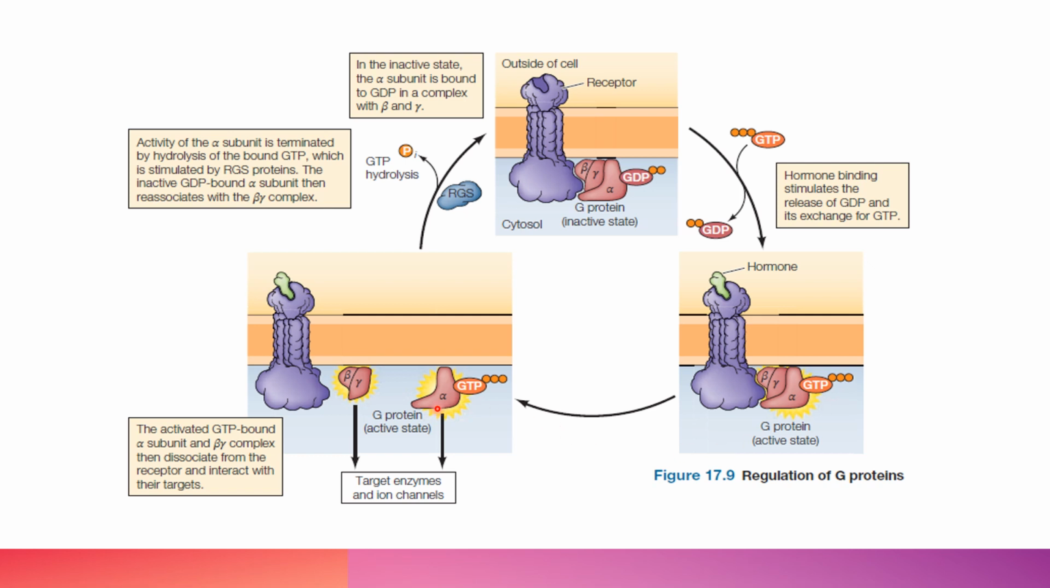Now, the same thing which we saw in the previous slide, the alpha subunit and the beta gamma complex, they will have their target enzymes or maybe ion channels. So they will effectively bind to their effector protein. So they will have their own function.